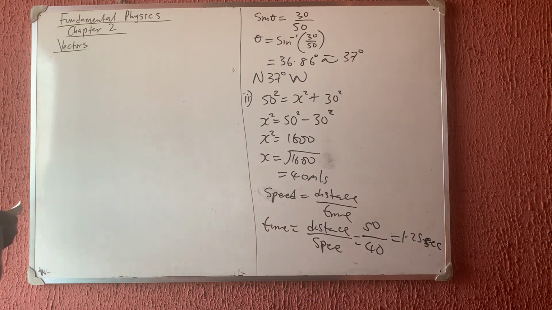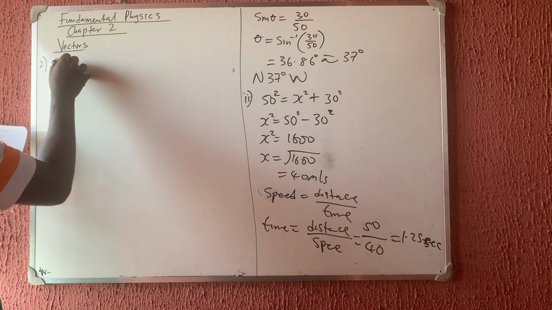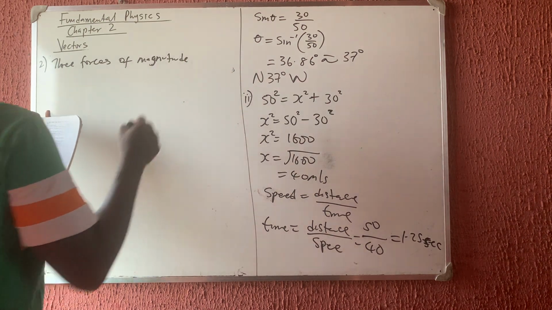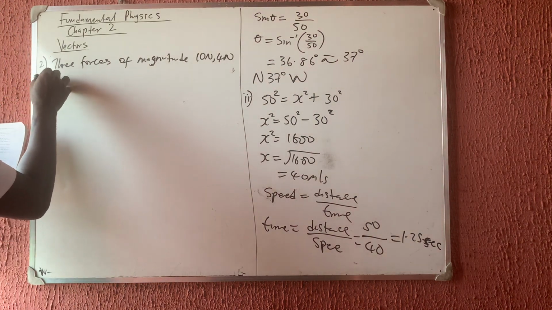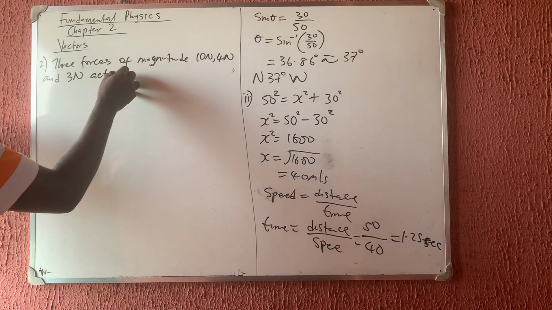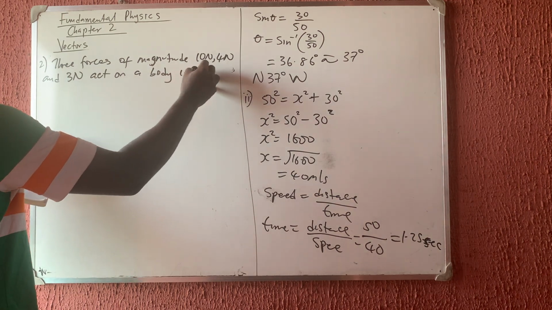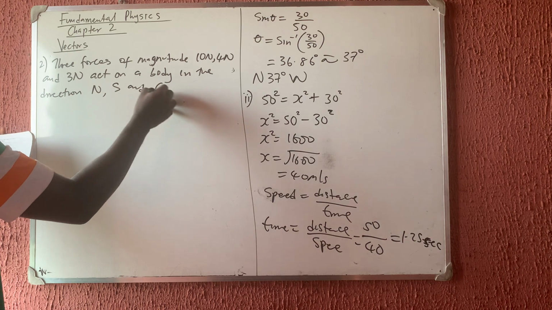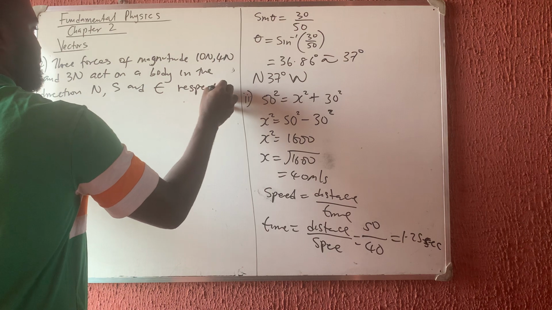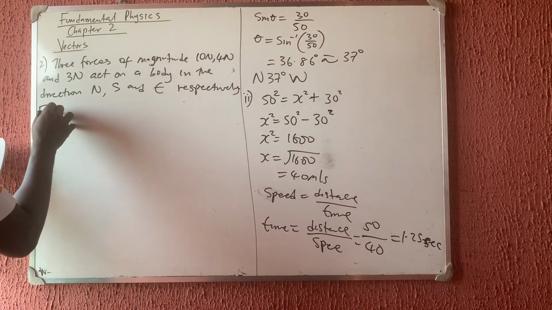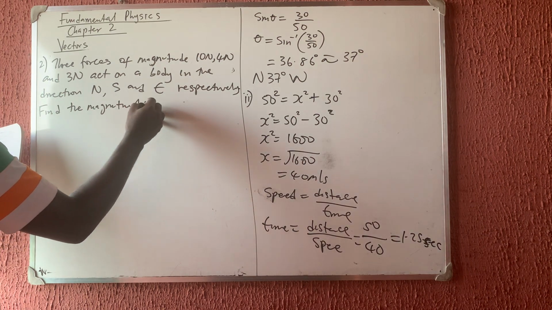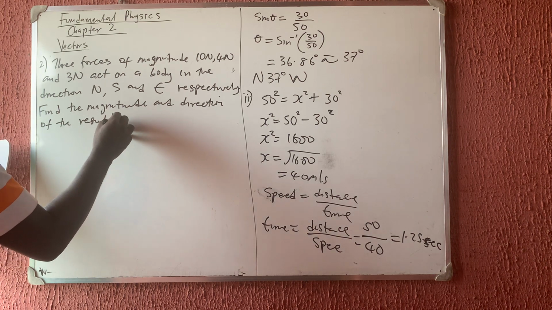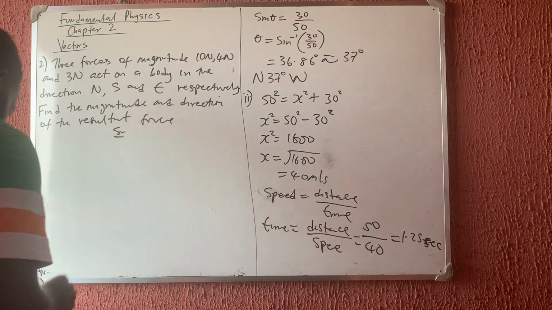The second question here, question number 2 for vectors, said: three forces of magnitude 10 Newton, 4 Newton and 3 Newton act on a body in the direction north, south and east respectively. Then it says, find the magnitude and direction of the resultant force.